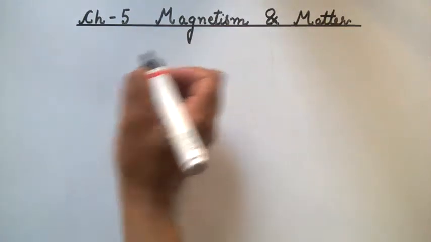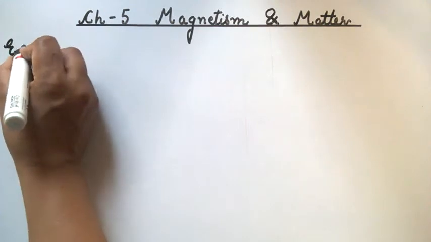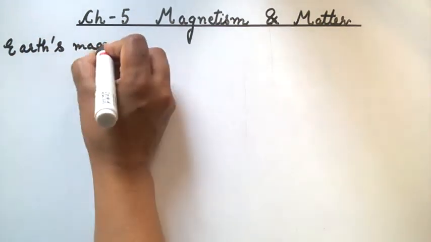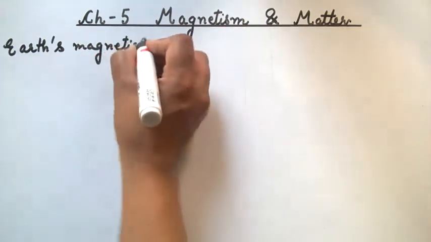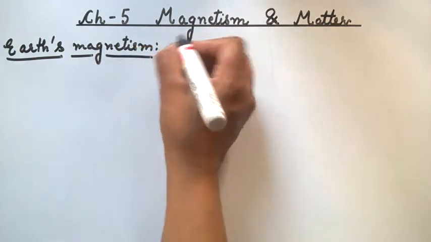Chapter number 5, that is magnetism and matter. Now let's study topic Earth's magnetism in detail. We have studied in its introduction part that Earth is a huge magnet.